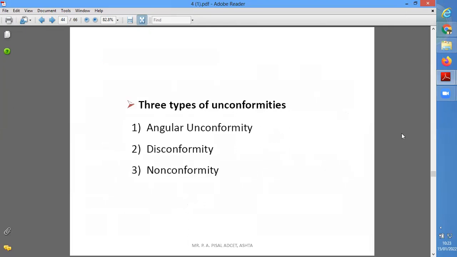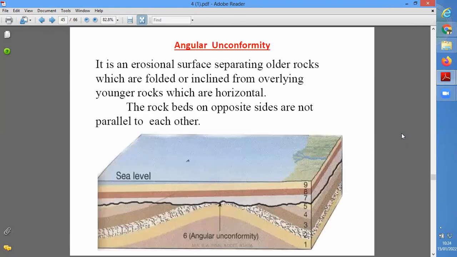That is the types of unconformity. Now, in the types of unconformity, there are three main types. One is the angular unconformity, second one is the disconformity, and third one is the non-conformity. Okay, so these are the three important types: angular unconformity, disconformity, and non-conformity. So we will see meaning of each type of the unconformity now. Now, first we will see angular unconformity.